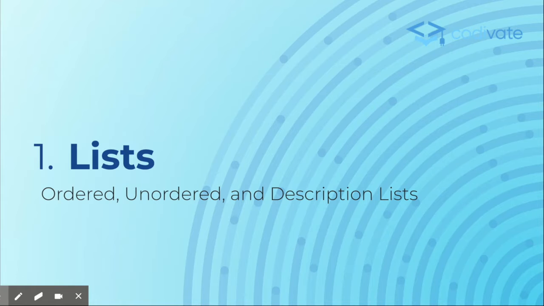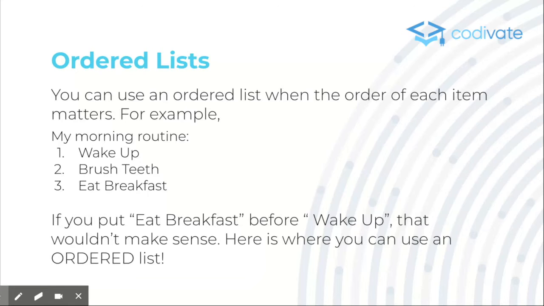So number 1, lists. We have unordered, ordered, and description lists. For ordered lists, you use an ordered list when the number or the order of each item actually matters. For example, if you think of your morning routine, you wake up, brush teeth, and then eat breakfast. So if you switch brush teeth and eat breakfast, or if you switch wake up and eat breakfast, well, you can't really eat breakfast if you haven't even woken up, so that wouldn't really make sense. This is where you use an ordered list.